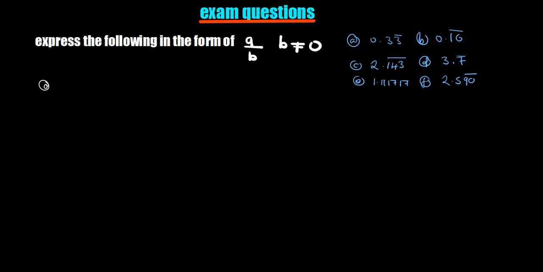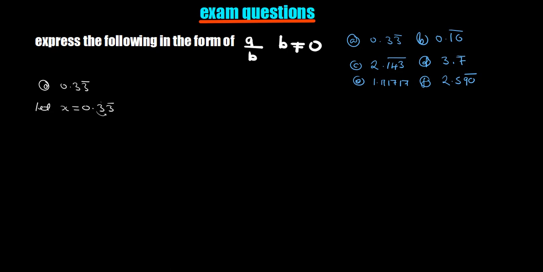A. So the question is 0.33 bar, like that. What you do is you let any number, in this case I like x, so you say let x be equal to what? The same thing that you have there. Since you have said let x be equal to that, at least this decimal point should come this side. That's what we do. So you multiply by what? By 10, so that the point comes there.